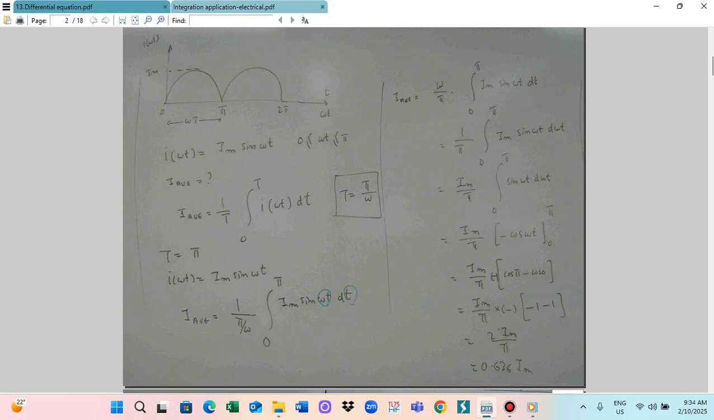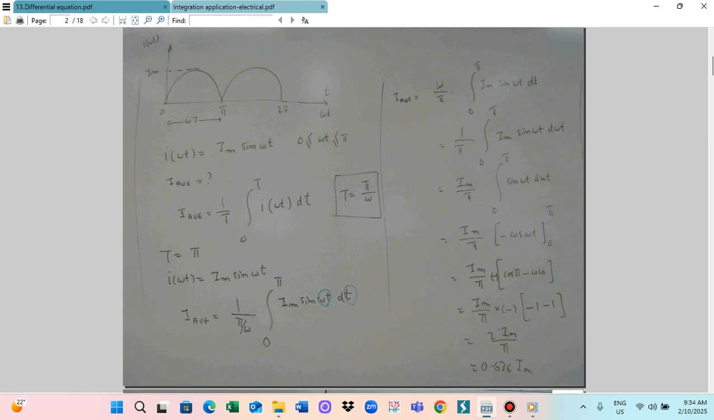Okay, so this omega you put to here. So this becomes 1 by pi, 0 to pi, Im sine omega t d omega t. So omega t is equal to pi, so this period is pi by omega. One period is equal to pi divided by omega. So we substitute pi by omega instead of T. So this becomes omega here, the denominator becomes pi. So this omega we multiply to this side, so this becomes Im by pi.